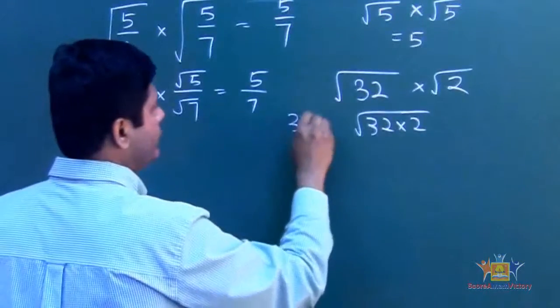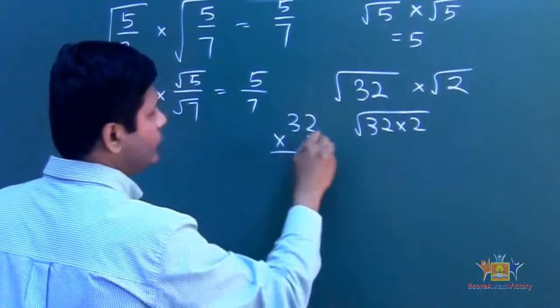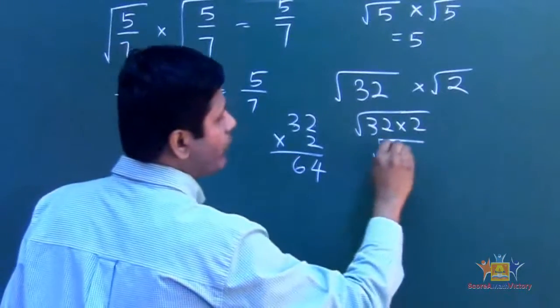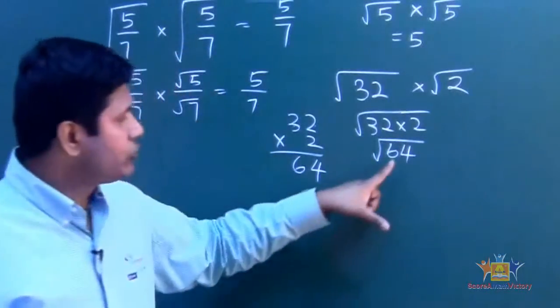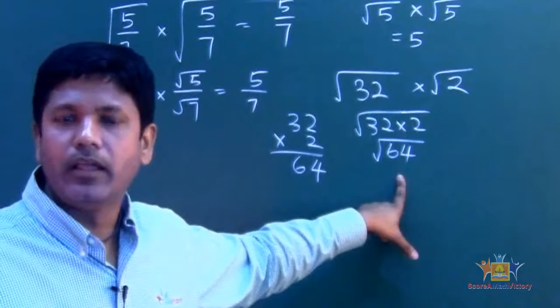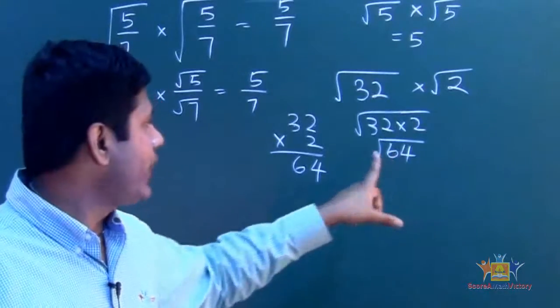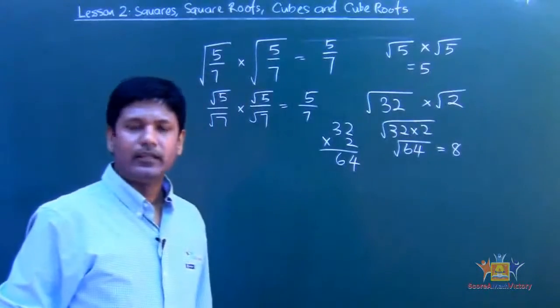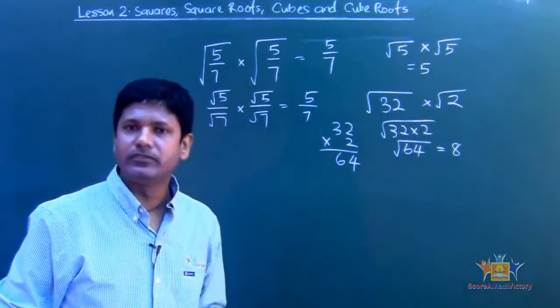So let's do that. 32 times 2. 2 times 2 is 4. 2 times 3 is 6. And this is square root of 64. Square root of 64 is what? Exactly. It's 8. See that? I can manipulate in so many different ways.